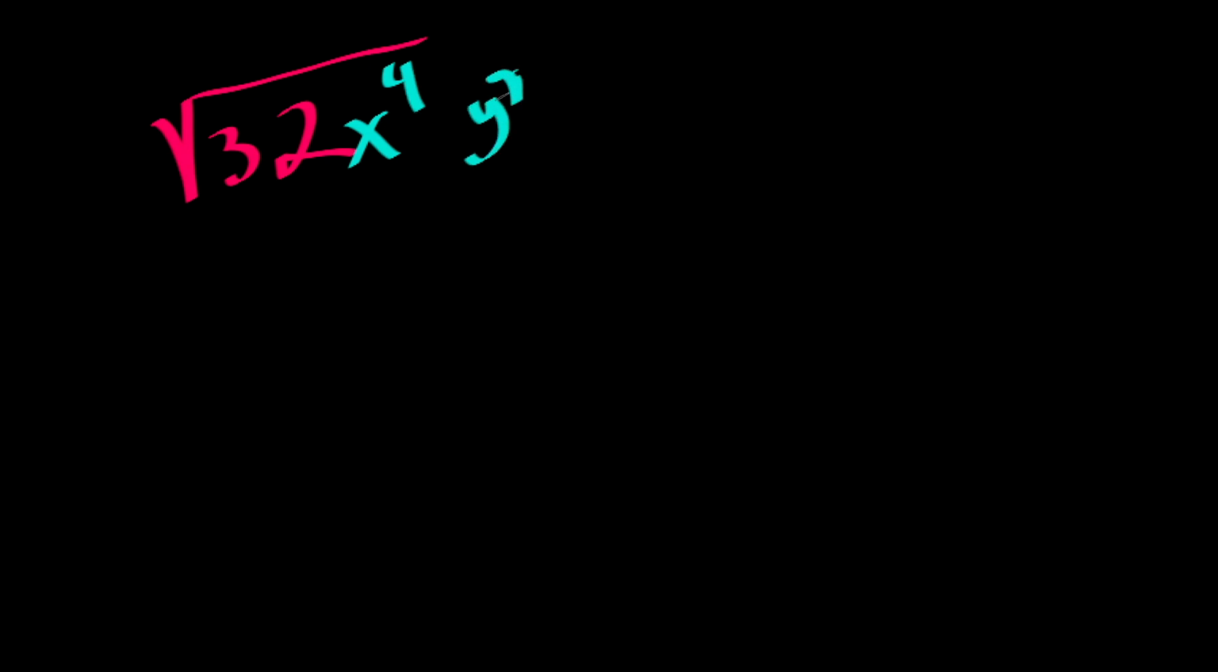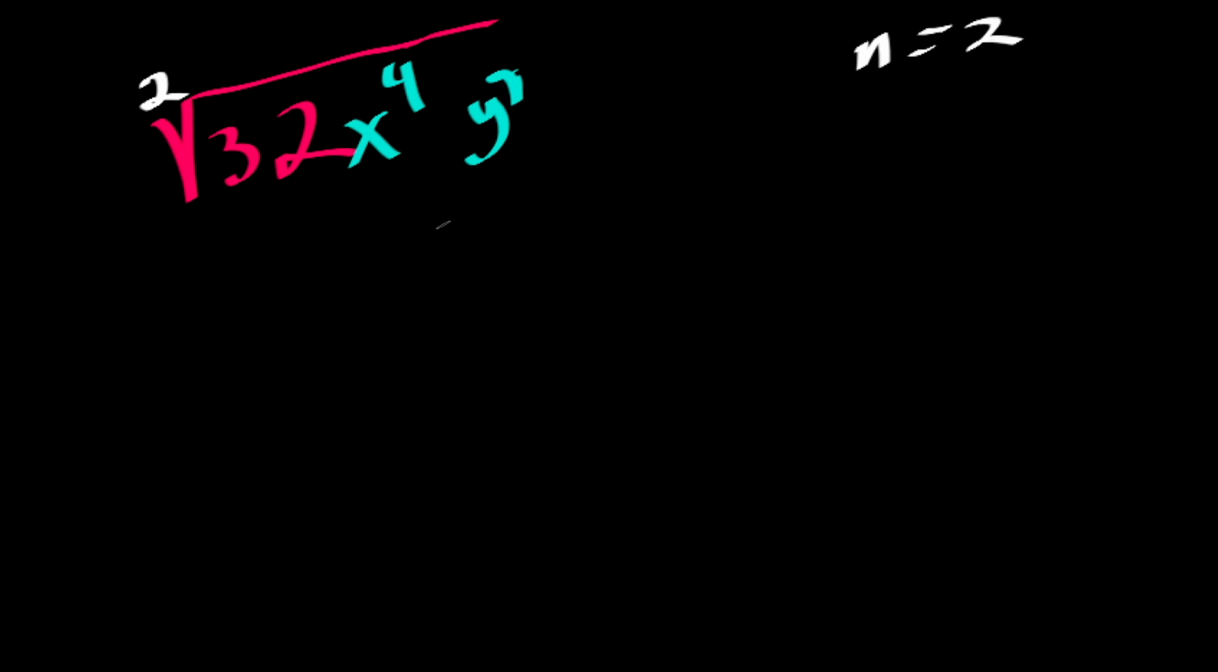Once again, I've already put out a video where I broke down just a number like the square root of 32. But now we're going to add x to the 4th and y to the 9th, all underneath our square root. The reason this is a square root is because there's no index written. When there's no index written, it actually means the index is 2. So right now we know the index is 2.